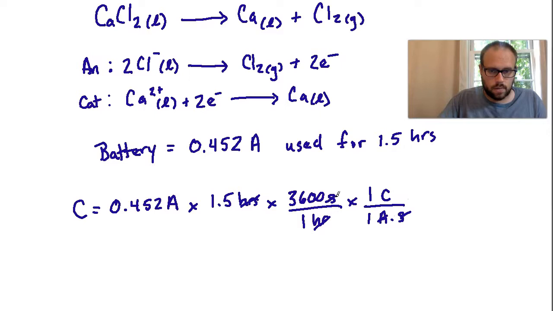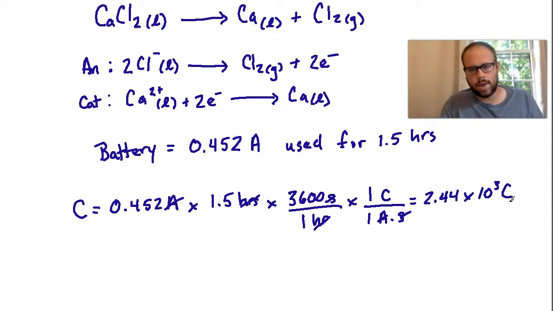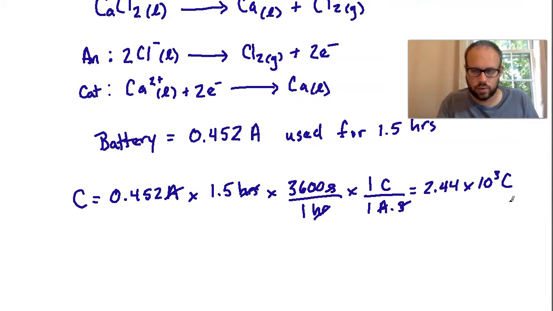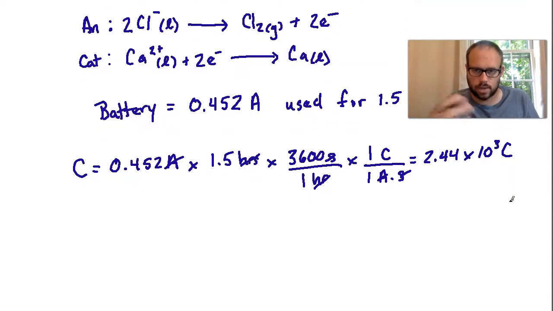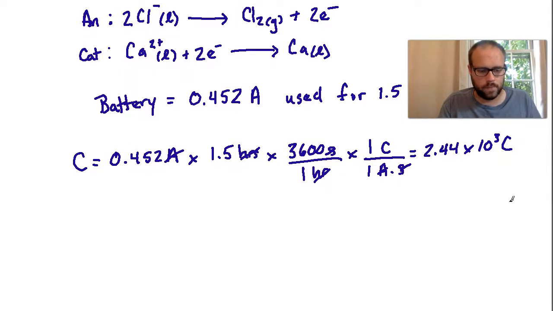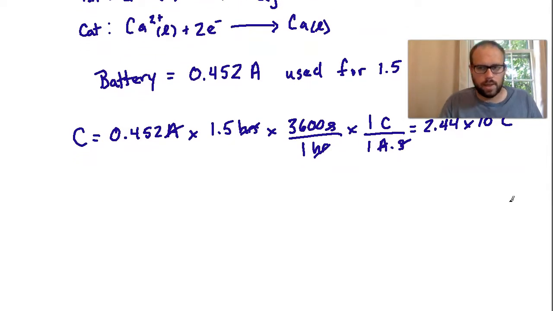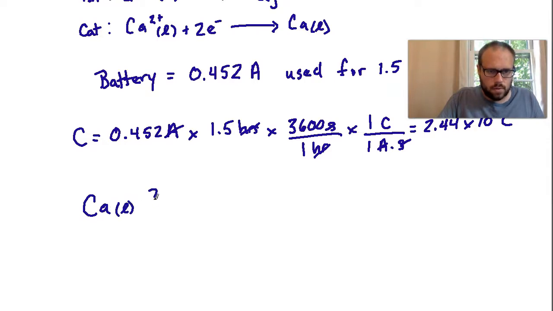All right, so if we solve for this, we end up finding a value of 2.44 times 10 to the third coulombs. So this is essentially a way of telling us how much charge is being passed through the electrolytic cell as we're trying to drive this reaction. So if I would like to find out how much of each is formed, I can utilize this value now. So let's say, first of all, how much of the molten calcium was formed.